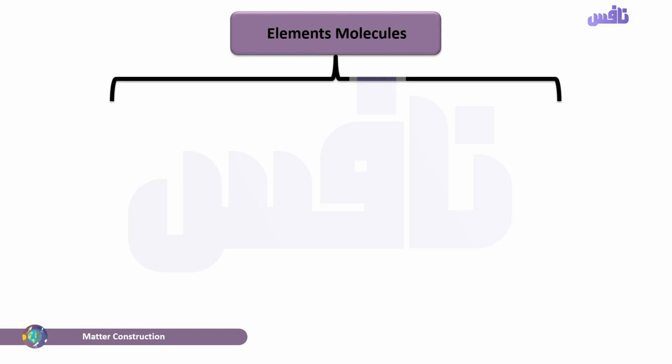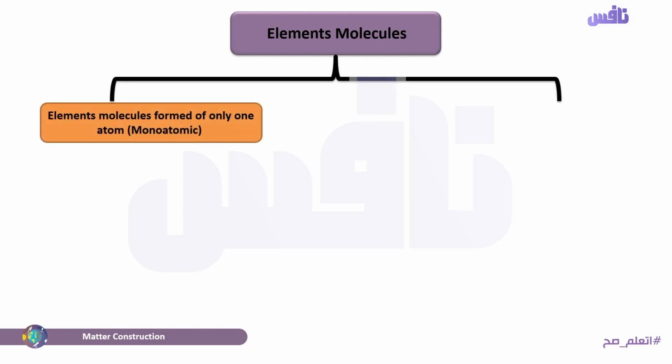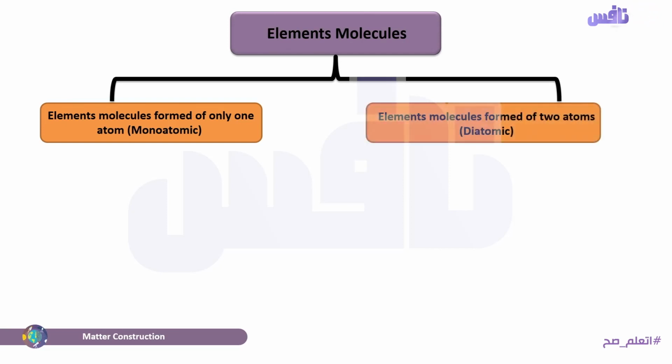So we have two types. Number one, the element molecules formed of only one atom. It's called the monatomic type. Number two, the element molecules formed of two atoms. It's called diatomic.